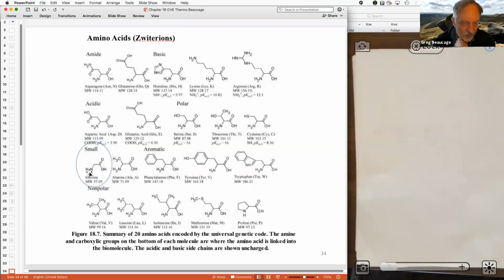When you make a protein, you do a condensation reaction. The OH leaves and bonds with the H from the amine, and then it makes water as a byproduct, and you get a bond across that.